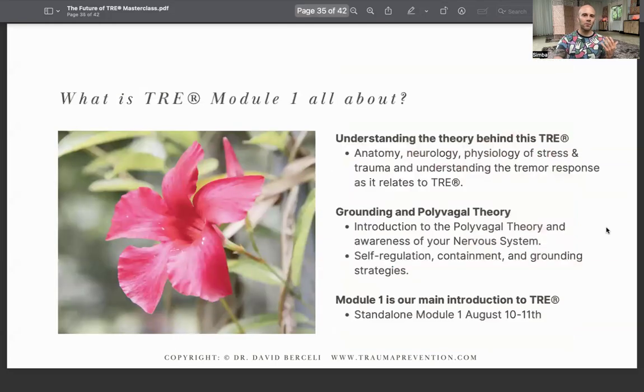So we have a few different ways for people to work with us. The TRE Module 1 is all about understanding the theory of TRE.